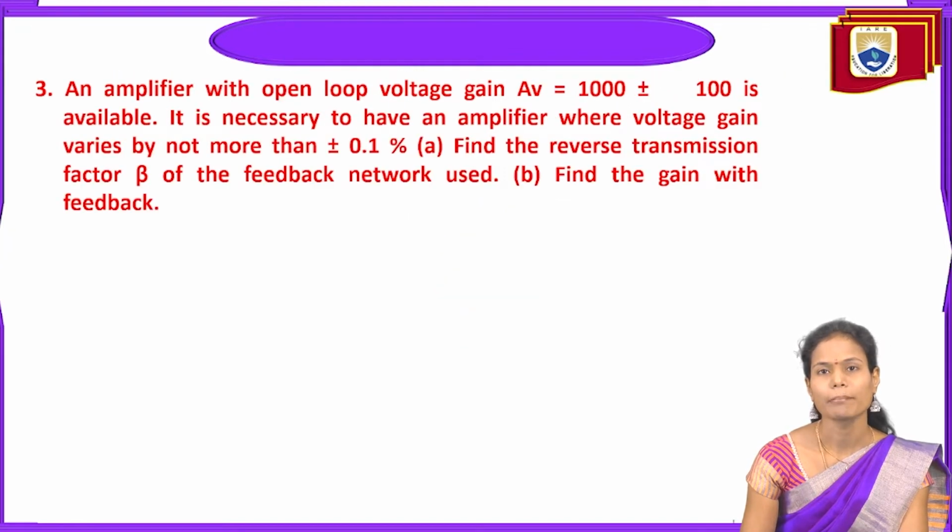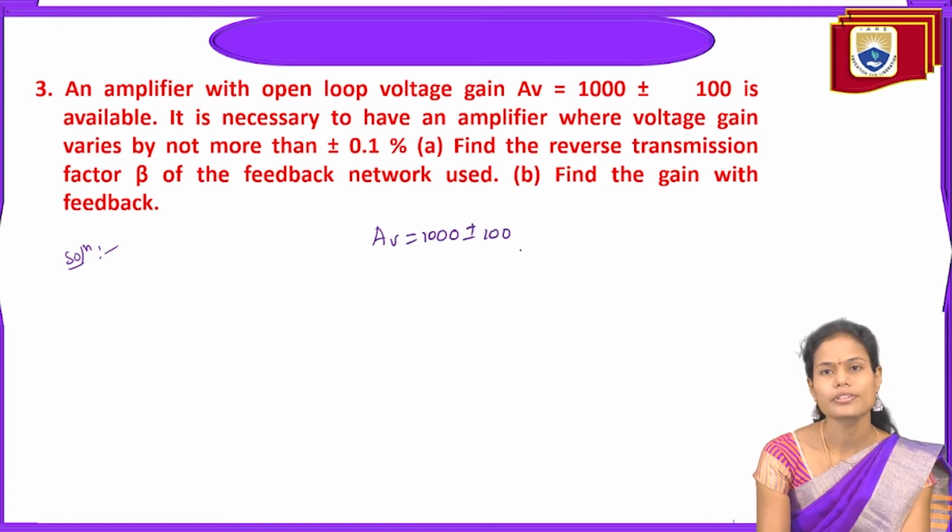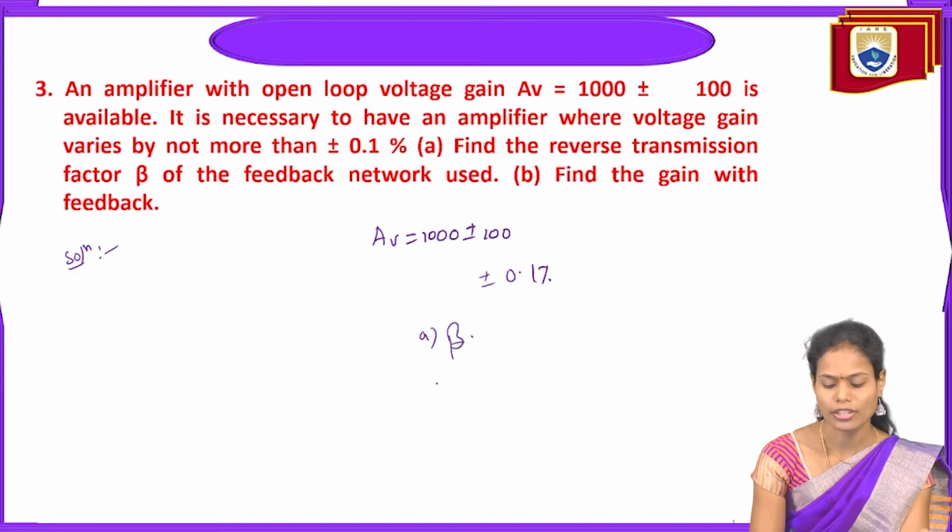Next, an amplifier with open loop voltage gain AV equal to 1000 plus or minus 100 is available. It is necessary to have an amplifier where the voltage gain varies by not more than plus or minus 0.1%. Here we need to find the reverse transmission factor, that is beta, as well as the gain with feedback, that is AVF.